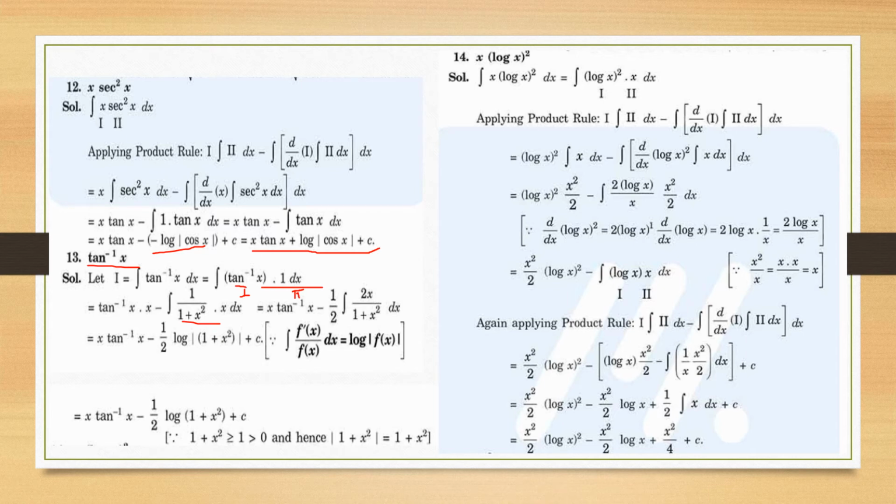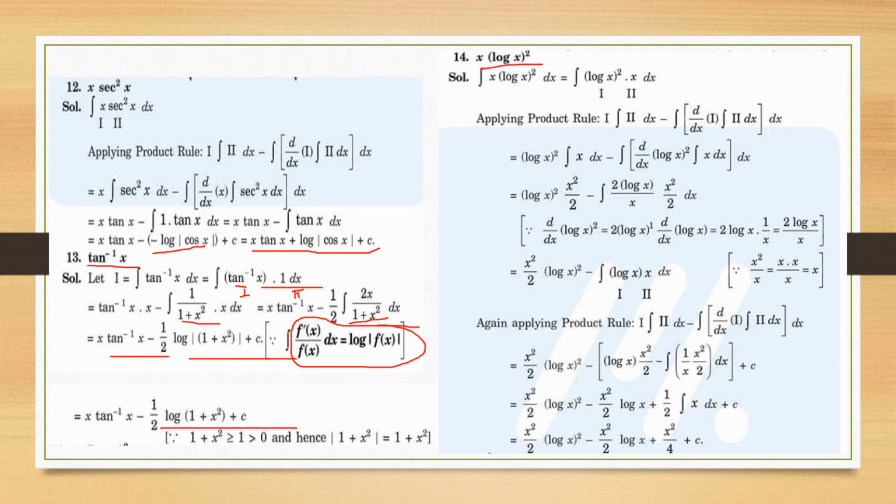So this becomes your dt by t type of graph, or you can multiply and divide by 2, because you can view that the derivative of 1 plus x square is 2x, which can be made in the numerator by multiplying and dividing by 2, and then you can directly use integral f dash x upon fx is log mod fx. Okay, so in that way it is half log mod 1 plus x square plus c, and the first term is c, which is the required answer.